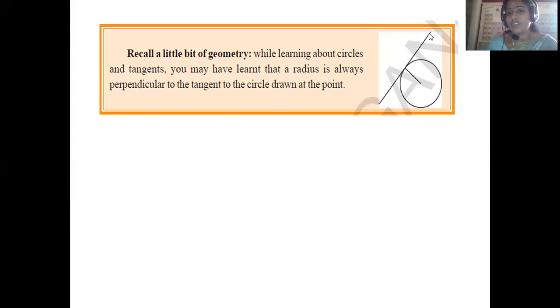Here you can clearly observe one line passing through the surface. This line is called the tangent, and the line passing from the center is called the radius. So the condition in this geometry is that the radius and tangent are perpendicular to each other. That is, both are at 90 degrees, a right angle to each other. That is the condition in this geometry.